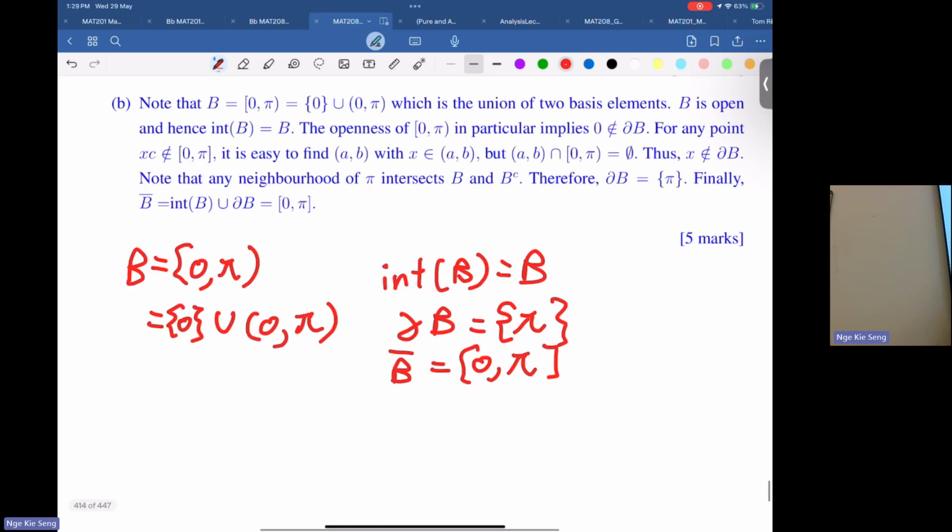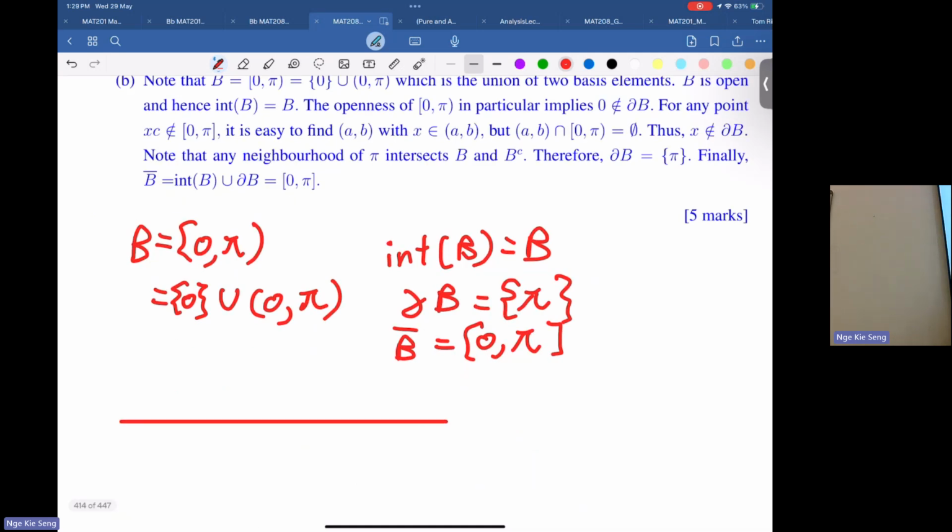Okay, so you get what I say. If you have 0 here, you have pi here, and you have some point greater than pi, then you can find a smaller neighborhood that avoids B. Does it make sense? Make sense or not? If not, please ask me. Please ask here. Okay, so the boundary point is pi.